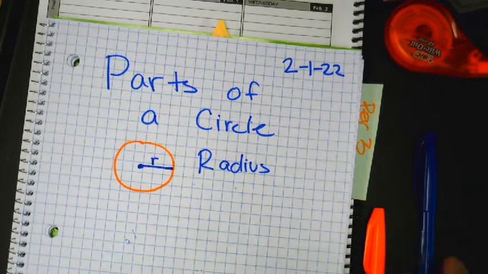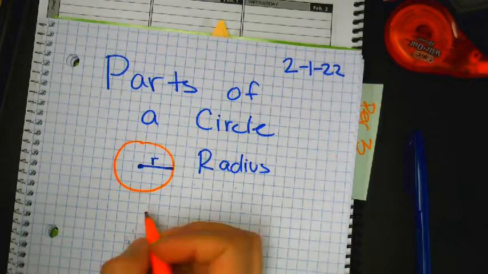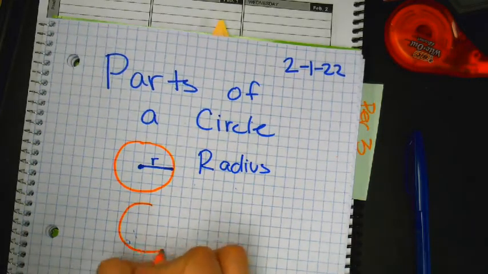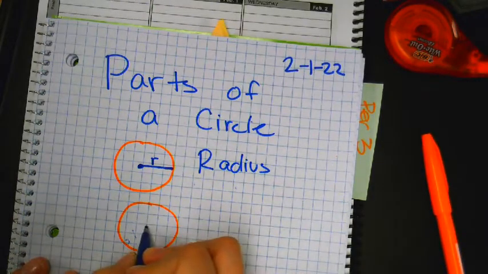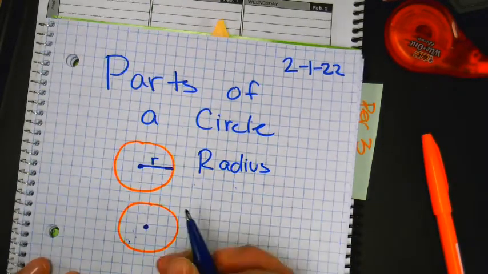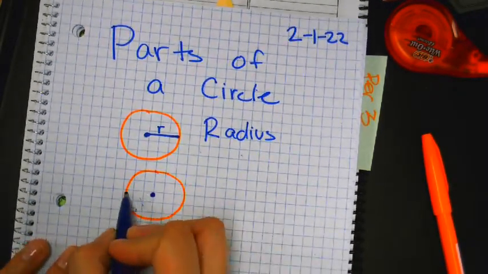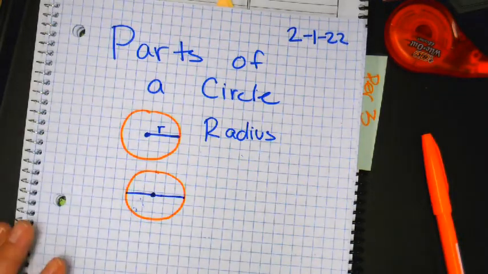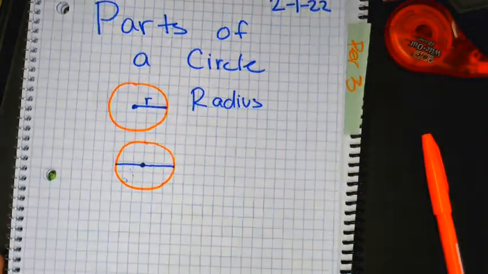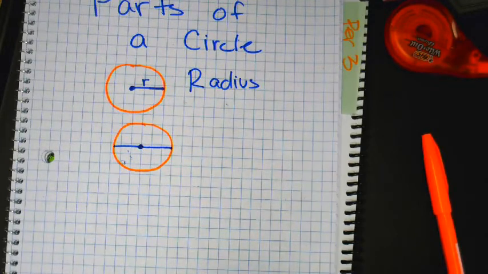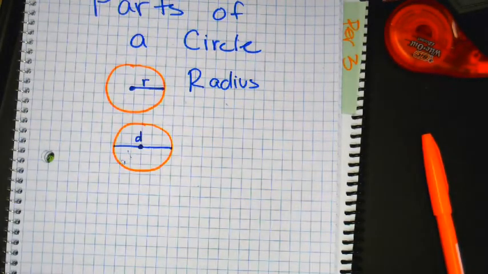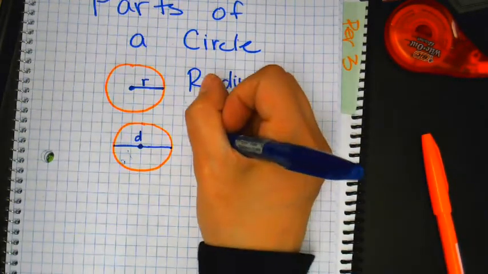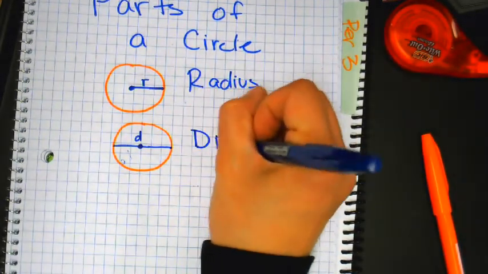Okay, now let's draw another circle. But this time, we're going to go all the way through. So we're going to have a dot in the middle, and we're going to have a line that goes all the way through. More like a Pokemon ball, right? So this is abbreviated with the letter D, and it's called the diameter.